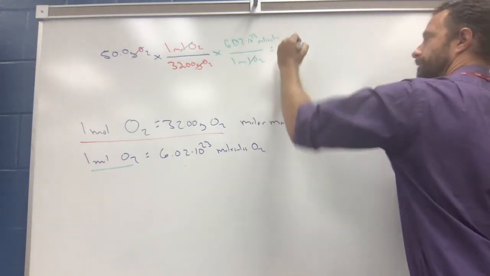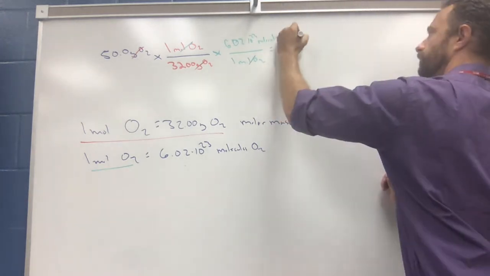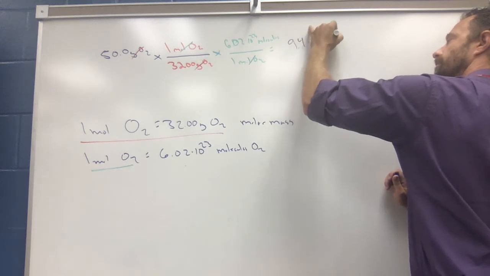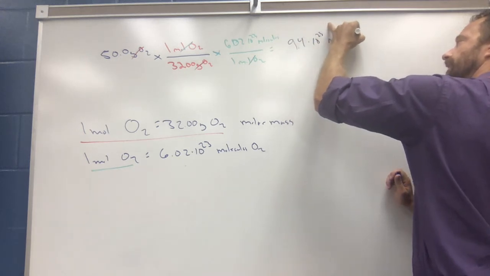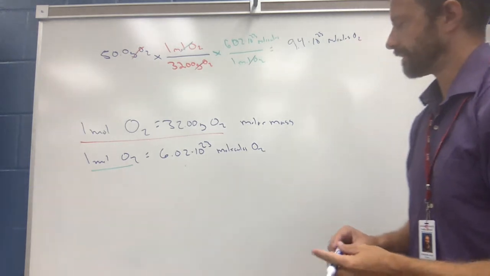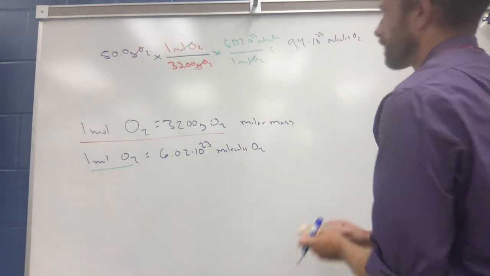So that is 9.4, right? Yeah, 9.4 times 10 to the 23rd molecules of oxygen. Right? So we can do a little bit more complicated problem. So we're at almost 4 minutes. Let's try and do one more complicated problem.